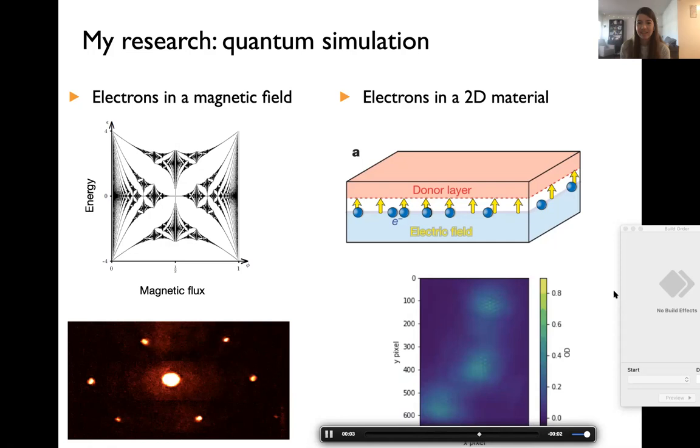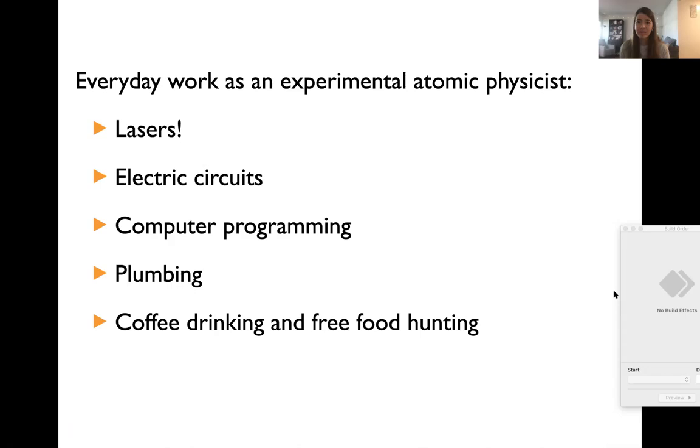Something I really like about being an experimental atomic physicist is that you get to work with so many different things. There's lasers, of course, but sometimes you're building electric circuits. Sometimes you're programming things on the computer. Some other days you're plumbing. And of course, as every graduate student in any discipline, there's all the coffee drinking and food hunting.